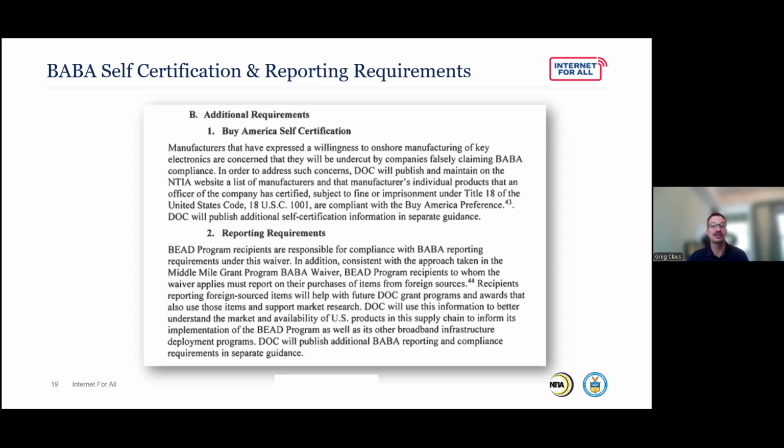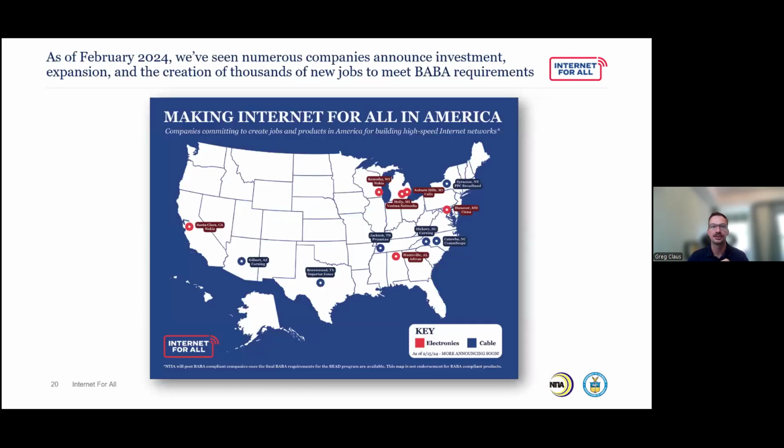NTIA plans to post a list of companies that have self-certified all their specific equipment. It'll have down to the item number exactly what is compliant with the BABA waiver here. That is going to be posted online. I checked yesterday and I have not seen it yet, but I know it's coming soon. And as of February, when the BABA waiver was approved, we've seen a number of companies announce major investments and expansions and the creation of thousands of new jobs to meet these BABA requirements.